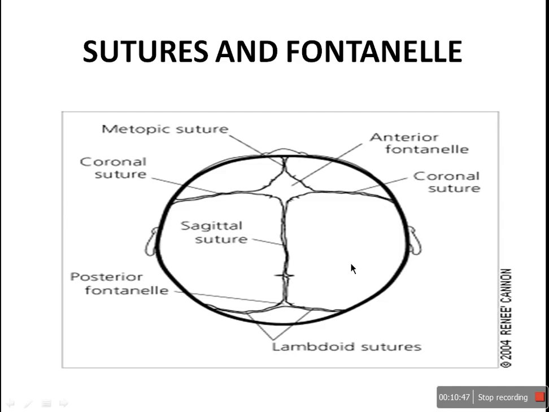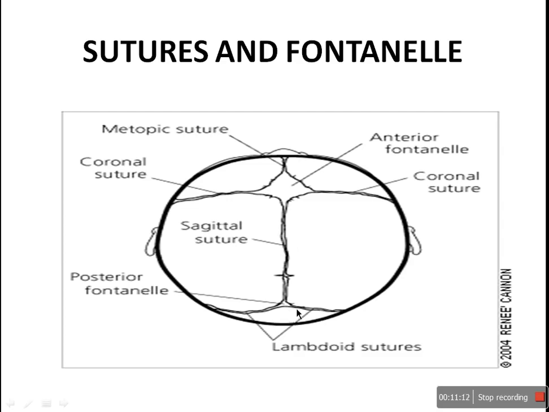Then comes the sagittal suture. Sagittal suture means, see, two parietal bones. This is a parietal bone, and this is another parietal bone. Between these two bones you can see a suture that is called the sagittal suture. And the last one you can see here is the lambdoid suture.